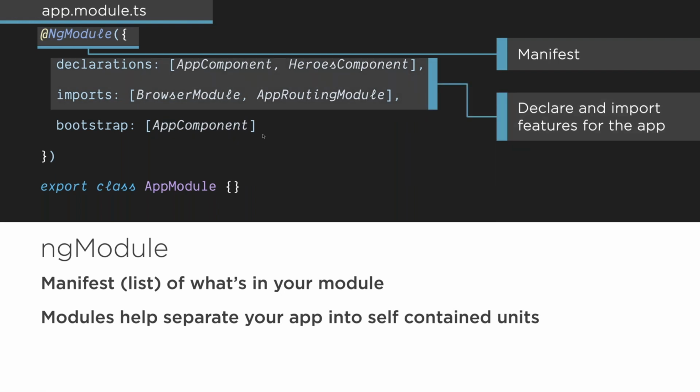So here's all the things that I want to declare inside my app. I'm declaring them and importing these features. So the module is, again, just a manifest, nothing visual about it on the screen for the users, but it helps Angular and you organize your app.